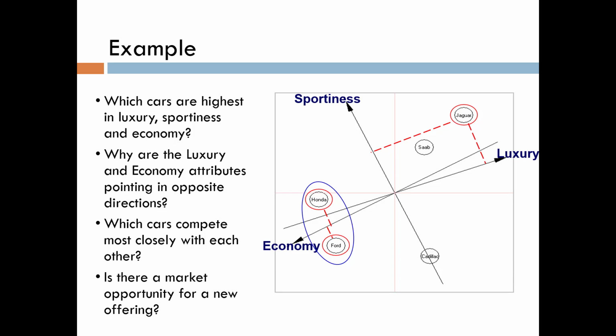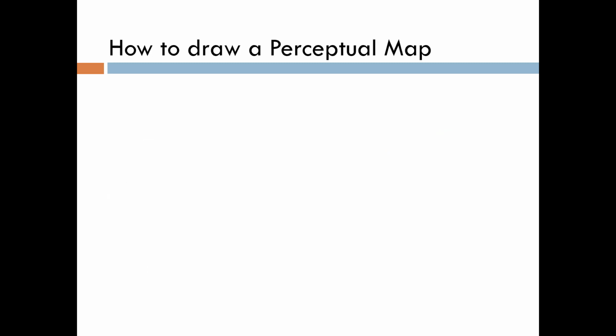It may be that such a combination is technically infeasible. For example, it is simply not possible to make a car with sports car performance that is also high in economy. Or it could be that there is no demand for a car with that combination of attributes. For example, consumers simply may not be looking for a luxury car that is also low in sportiness. So one needs to be careful in drawing conclusions based on a gap in the market.